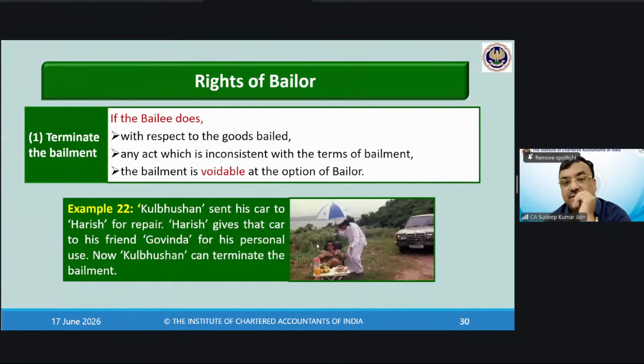Now the rights of bailor. We have discussed the duties of bailor. Now it is time to discuss the rights of bailor. Termination of bailment. What is it saying?